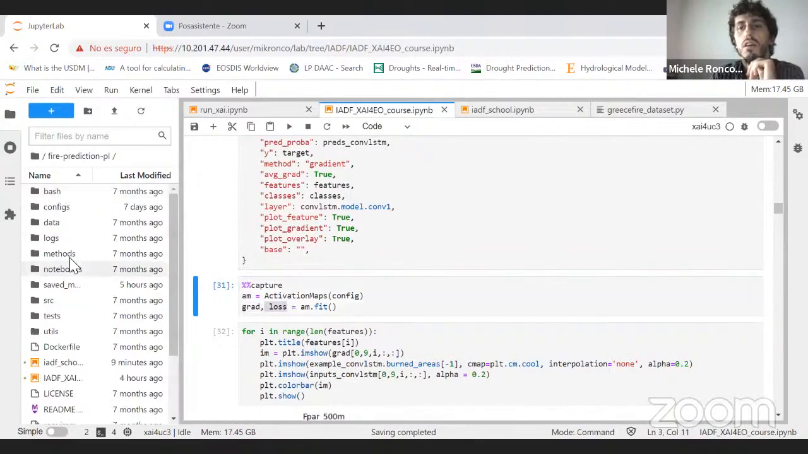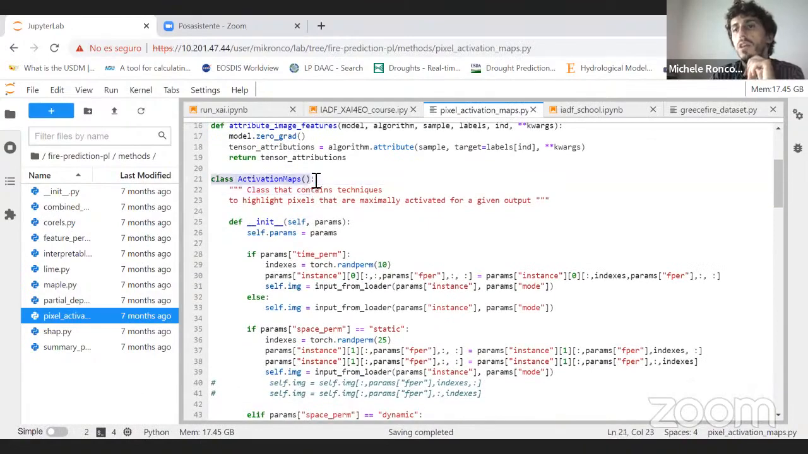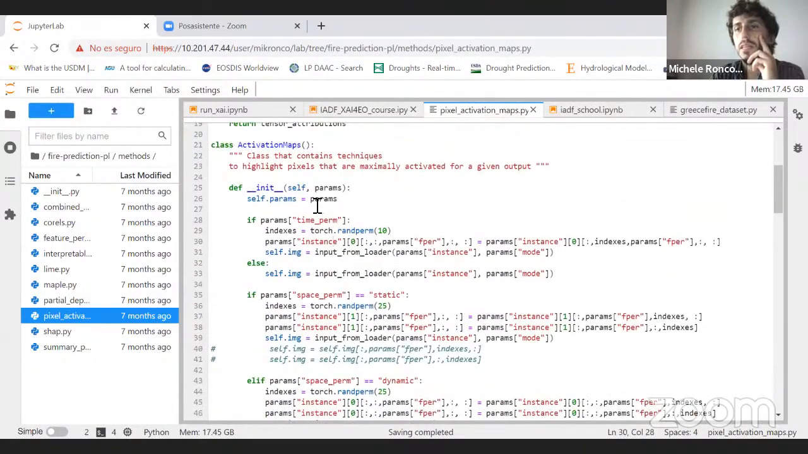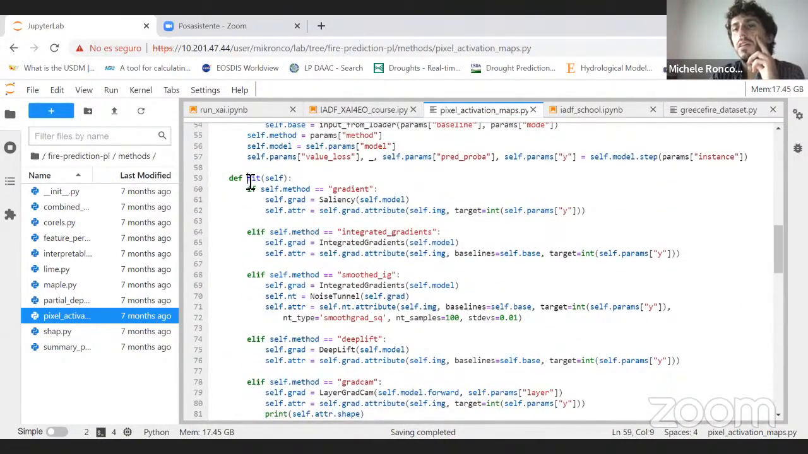But we can actually see inside here in methods, pixel activation. So it's actually a very simple class. This class, which I have defined here, activation maps, takes these parameters, which is this configuration file. And then this part is not important. This fit method is doing nothing but calling different kinds of Captum classes. So if we call gradient, it's just calling the Captum class Saliency. The method Saliency is a synonym for gradients, so the attribution is calculated using gradients. And then, as I said before, the function is always the same. You have to call this dot attribute function, and it takes as input the input image and the target in the most simple case.